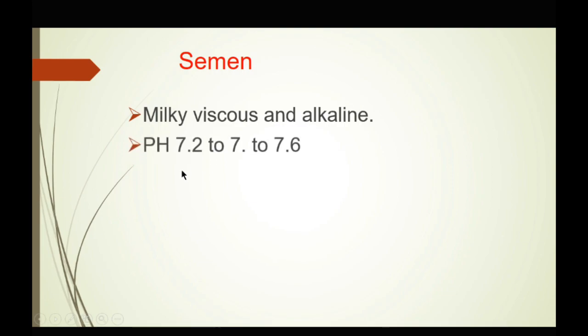That means the seminal fluid, prostatic fluid, and the fluid from the corpus gland along with the sperms is called the semen. So it's very simple to tell the composition of the semen. About the appearance of the semen, it appears milky; the color is milky or whitish. It is viscous and alkaline in nature. The pH ranges near about 7.2 to 7.6.